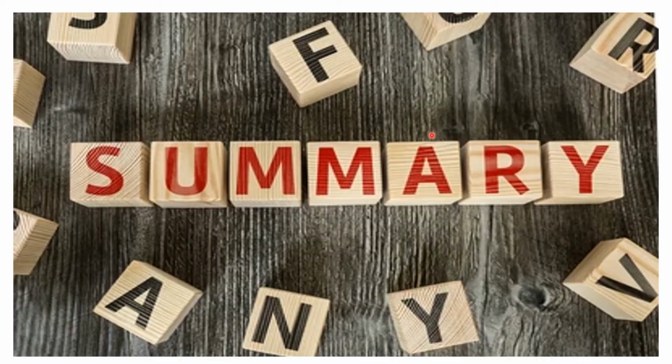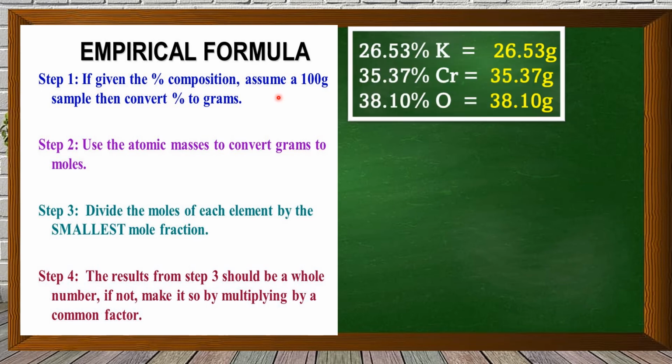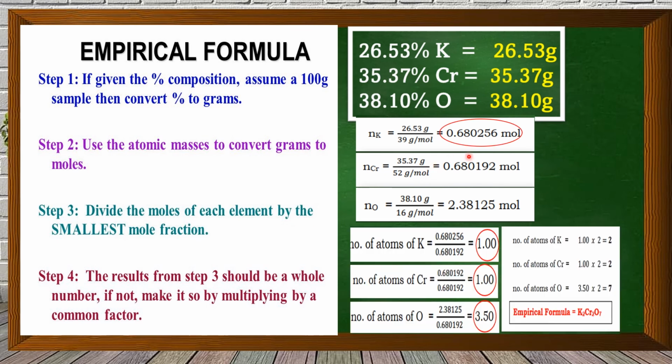Let's summarize. To get the empirical formula, for the first step, if the given is in percent composition, assume a 100-gram sample, then convert it to grams. For step 2, use the atomic masses to convert grams to moles. Divide the moles of each element by the smallest mole fraction. Then, the results from step 3 should be a whole number. If not, make it so by multiplying a common factor.